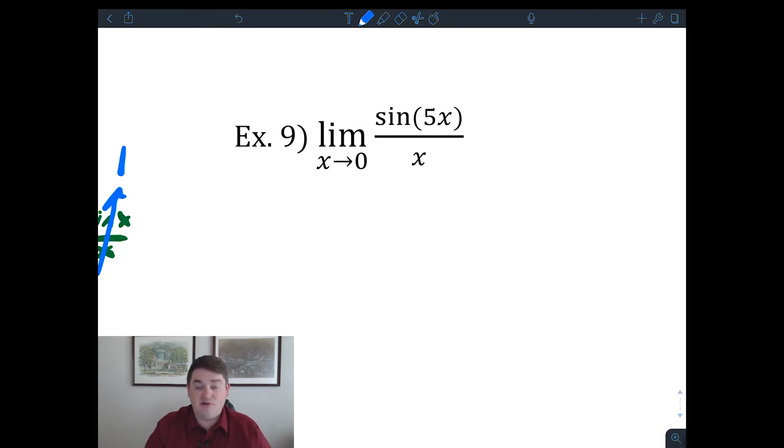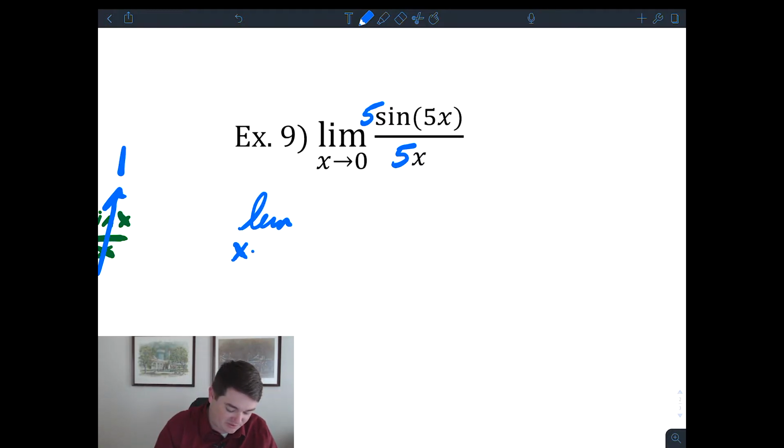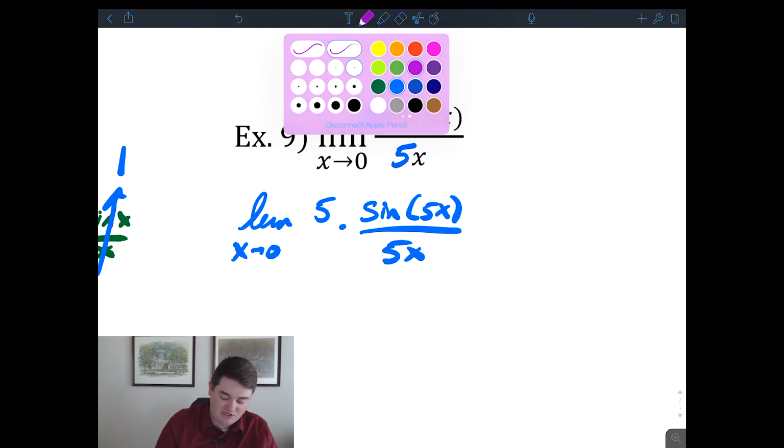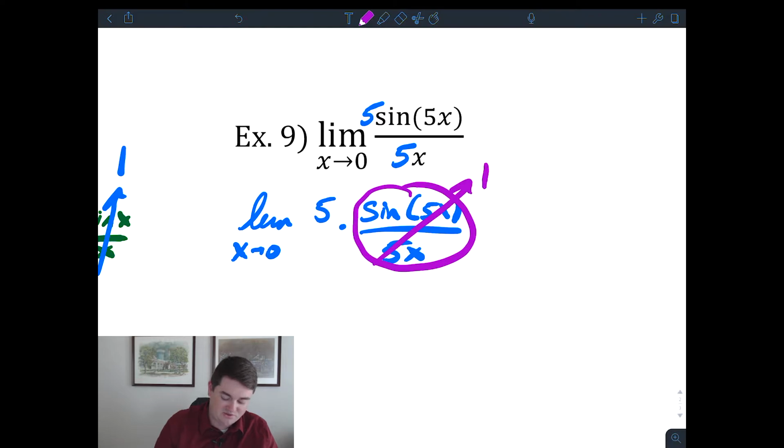Example 9, the limit as x approaches 0 of sine 5x over x. I want to point out the rule up above, I can sort of extend that. If this problem was sine 5x over 5x, it would be 1. It's not. It wasn't written that way. I can't just put a 5 there because it's convenient for me, but what I can do is multiply the numerator and the denominator by 5. So what I've got now is the limit as x approaches 0 of 5 times sine 5x over 5x. And using my new rule, this limit is 1. 5 times 1 is 5.